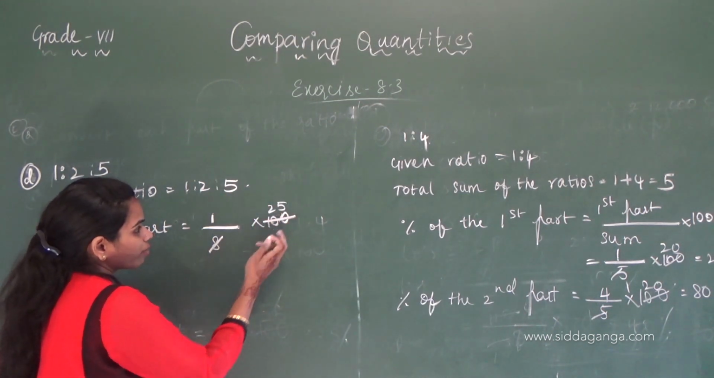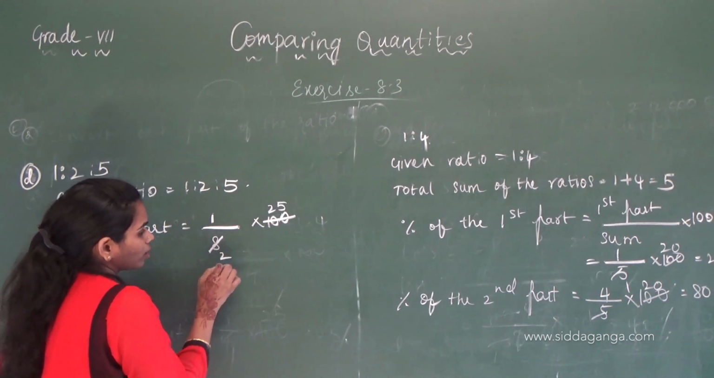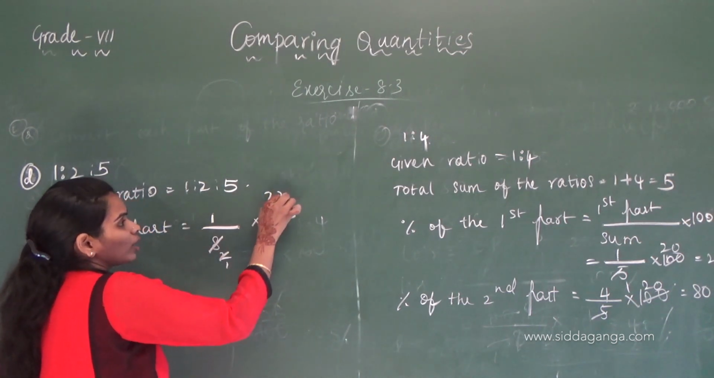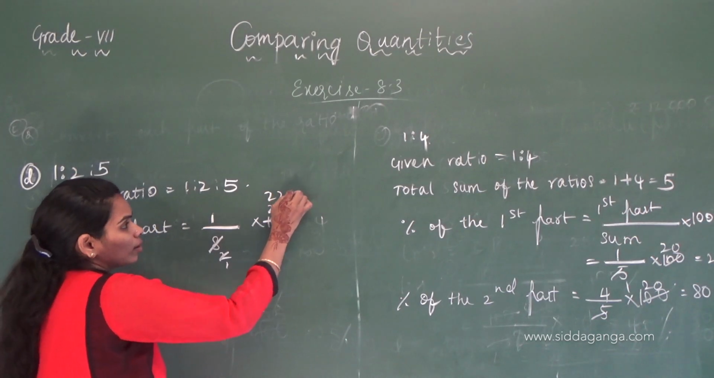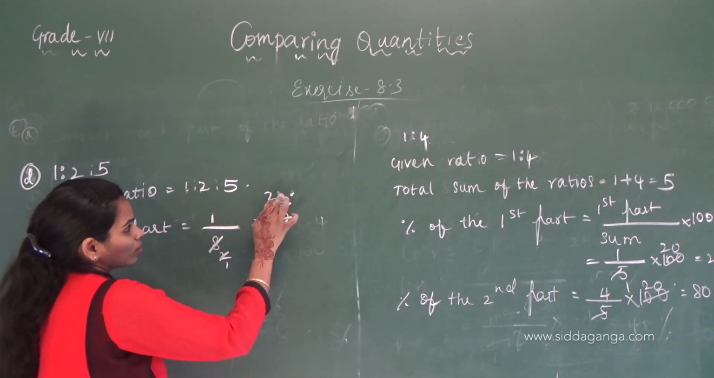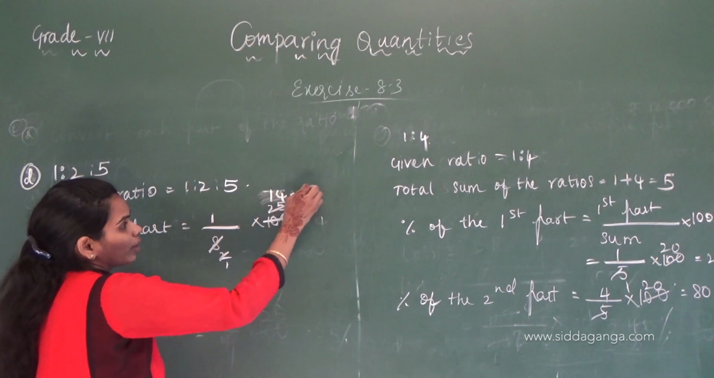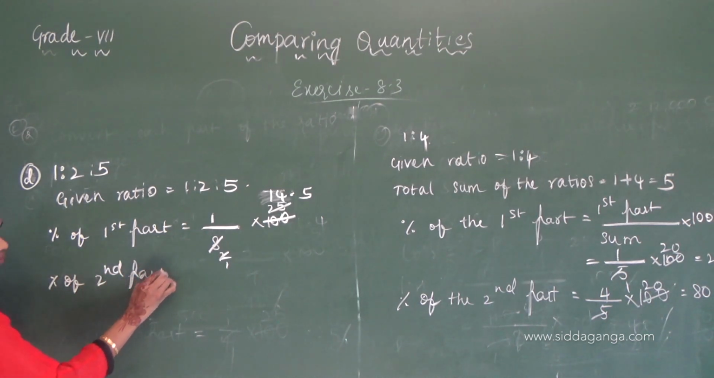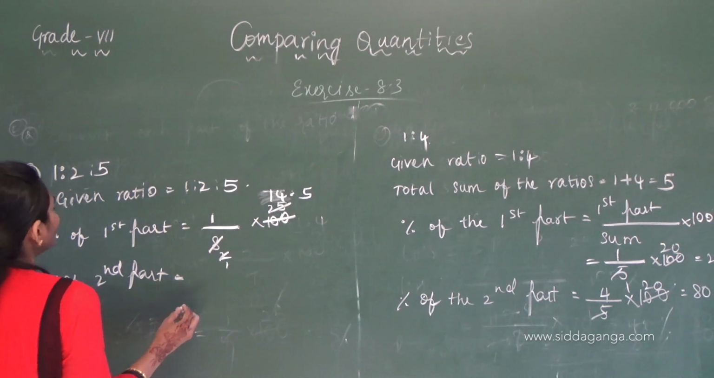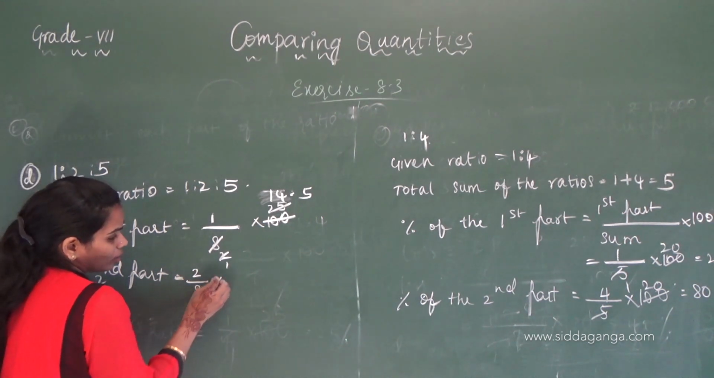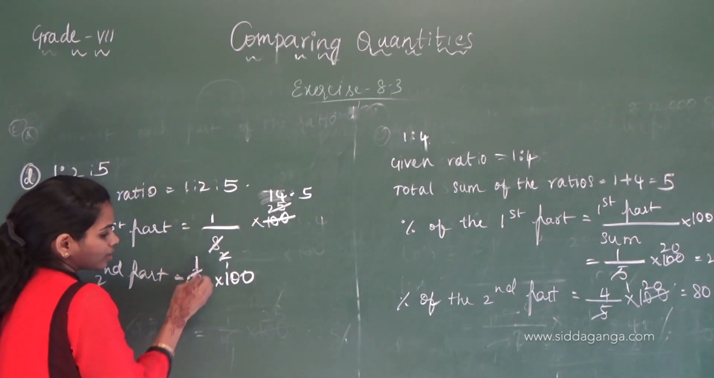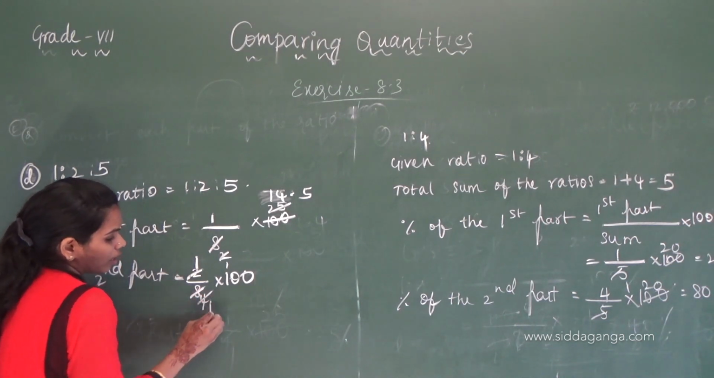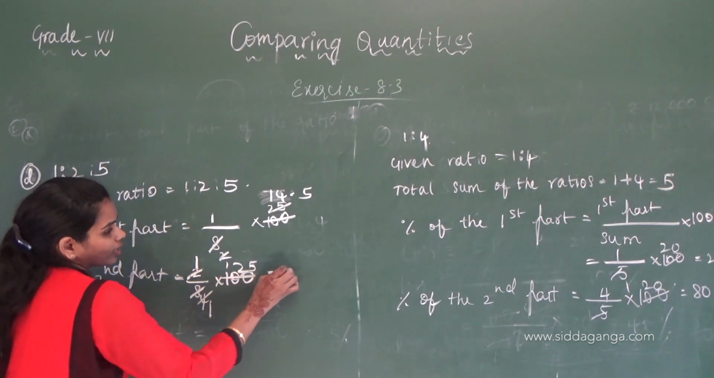Twenty-fives are 4, 25s are 2s are 1s are 12.5. Percentage of the second part: that is nothing but 2 by 8 into 100. 1s are 4s are 1s are 25.